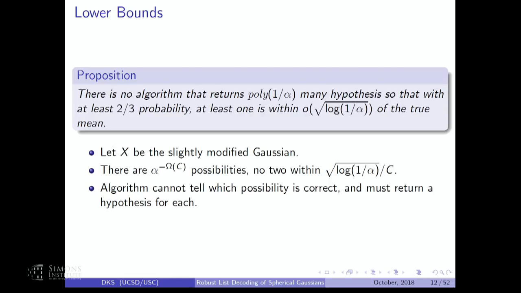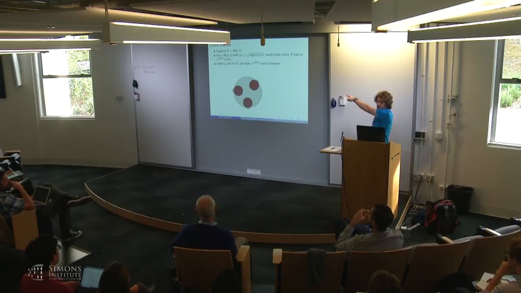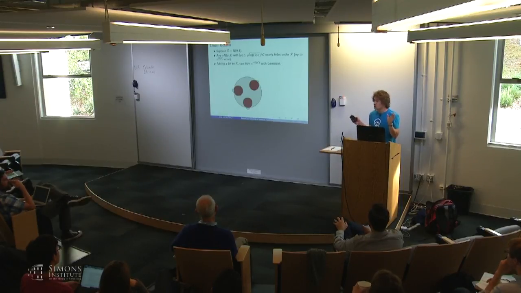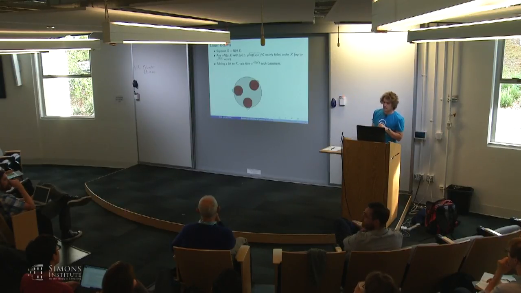Sorry, was there a question? Yeah, just what is an omega of a constant? I mean, C isn't really constant here. I mean, you can think of C as getting large slowly. You should think of C as being an arbitrarily large constant, maybe. And so what I'm saying is that as the denominator gets arbitrarily large, the exponent gets arbitrarily large as well.